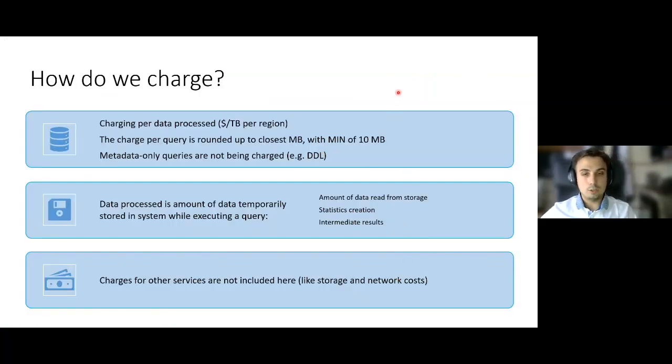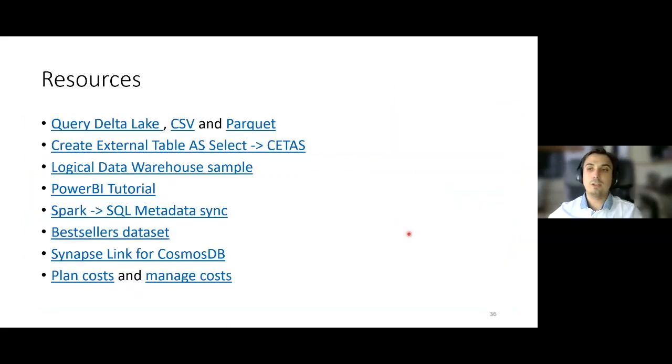So that's about the charging part, and pretty much everything that I spoke of today you can check on these resources. It's usually documentation that Microsoft provides. And Synapse Link for Cosmos DB. You can see here how to plan your costs and manage your costs. Data warehouse example. This is a Git example with the full data, full scripts, and similar stuff.